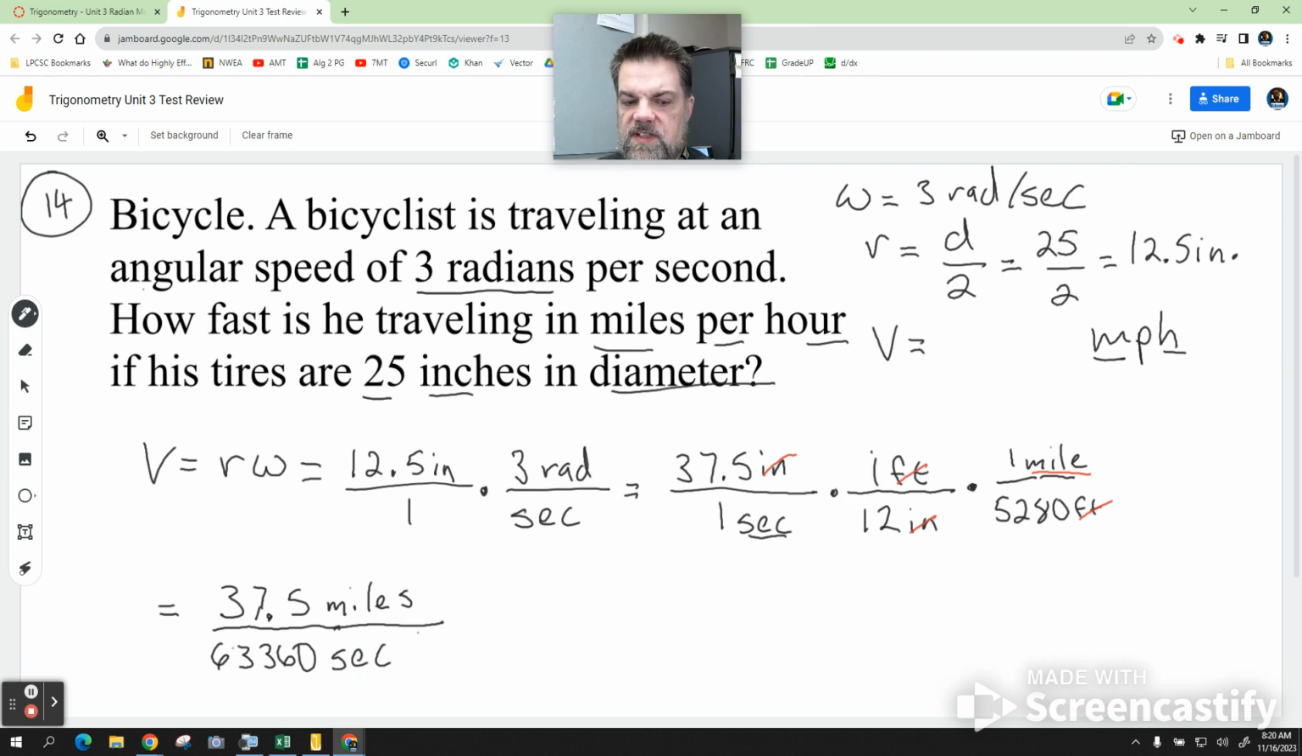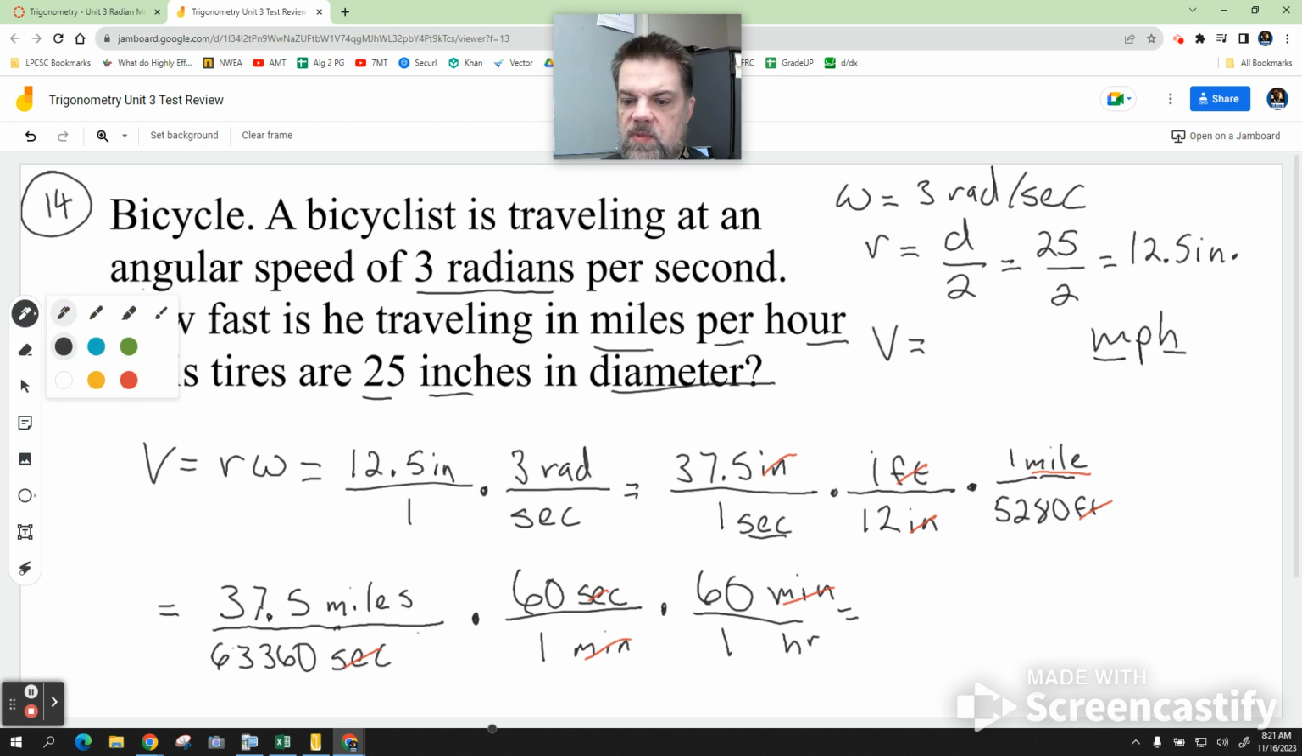So now I got to convert the time. Well, I want seconds up here, so I know that there are 60 seconds in 1 minute, but I need per hour. So then I'm going to put minutes up here, and I'm going to put 1 hour down here. So 60 minutes in 1 hour. When I do the math on that, there's some cancellation that goes on here. Seconds cancels with seconds, minutes cancels with minutes. So my final answer will be miles per hour.